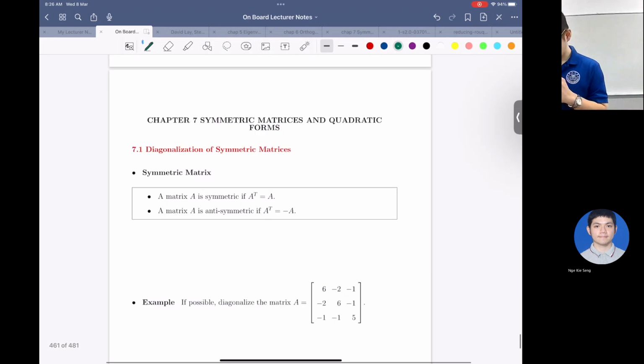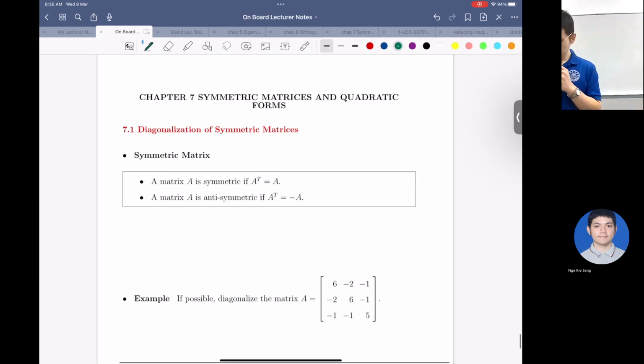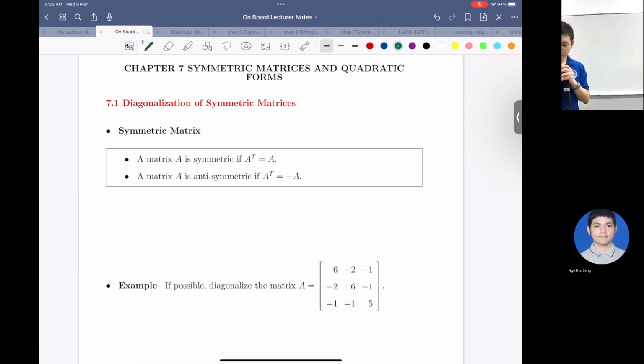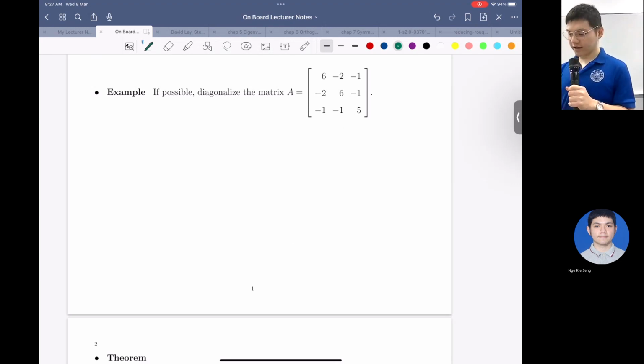Okay, so today we will learn symmetric matrices and quadratic forms. There are only 3 sections in this chapter. First, we still want to diagonalize, but this is a special form of matrix where A transpose equals A. If A transpose equals minus A, we call it anti-symmetric, but it's not important, we just deal with symmetric for now. Since today we have a quiz on diagonalization, maybe we also start with a diagonalization exercise now.